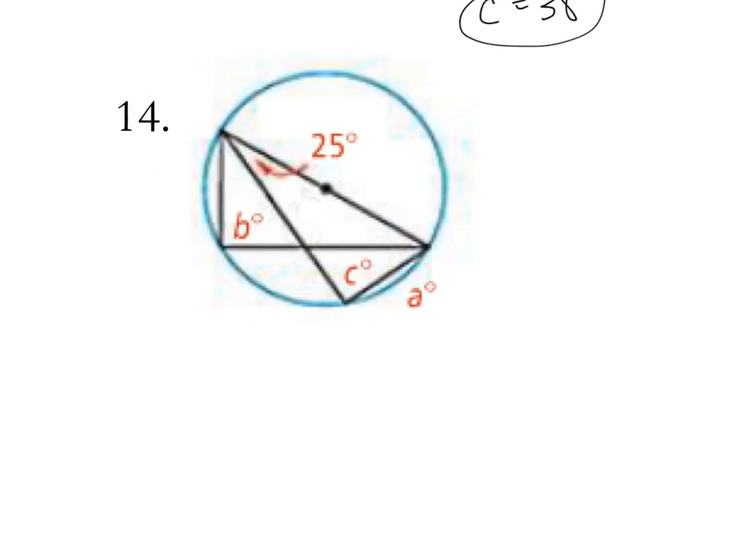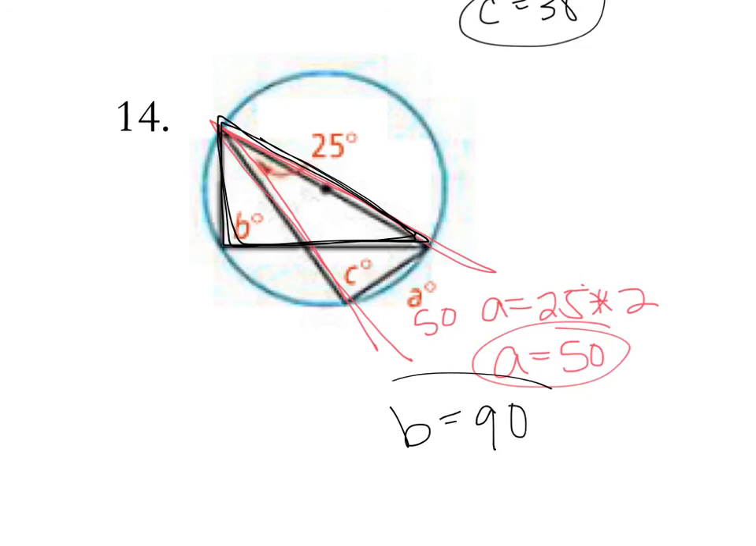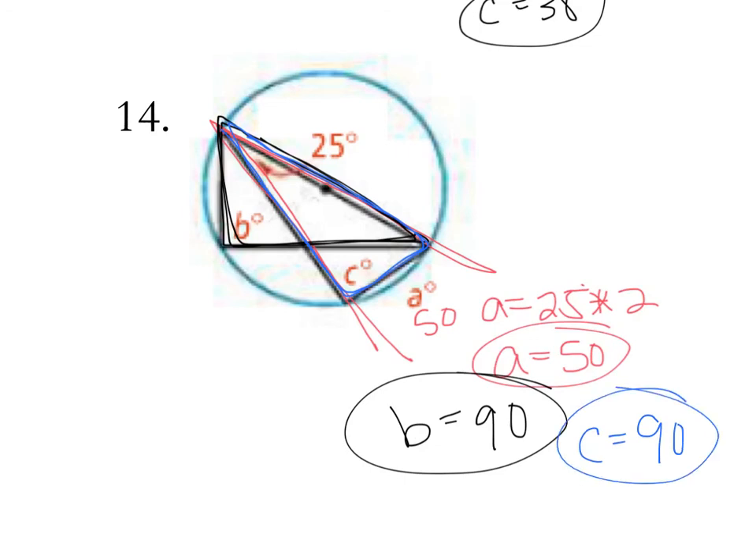Number 14, if I want to find arc A, I can trace the angle. Remember your arc is your bigger part, so I don't want to divide, I actually want to multiply here. 25 times 2 gives me A is 50. And then for B, if I trace B here, B is part of this triangle that is exactly half the circle, which means automatically B is 90. And if I trace C, C is part of this triangle, which is exactly half the circle, which means right away C is also automatically 90. You don't even have to do any math there.